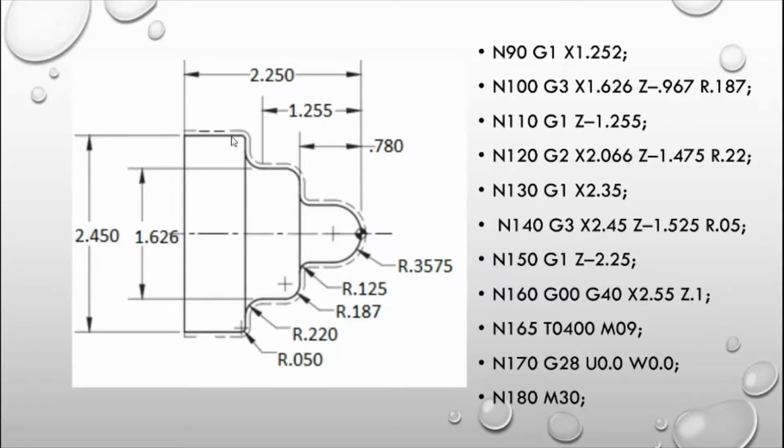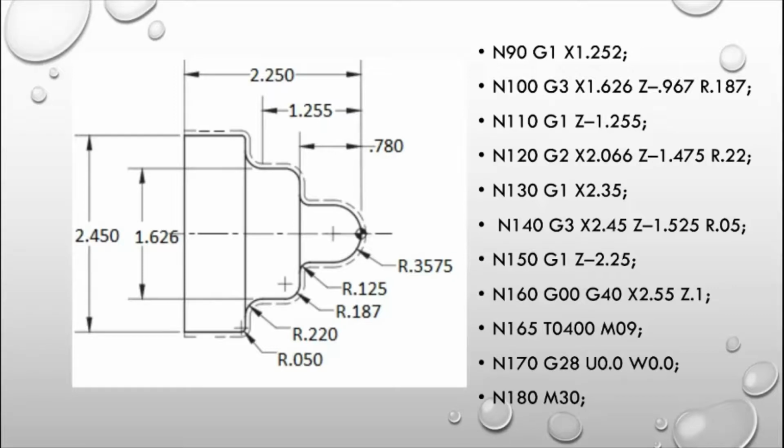Again N150 is a sequence number. G01 is a linear interpolation and the value of Z is minus 2.25. Our tool goes from this position to this position and makes our part very easily. N160 is again a sequence number. G00 is a rapid traverse.